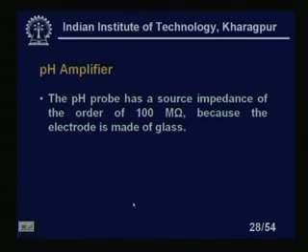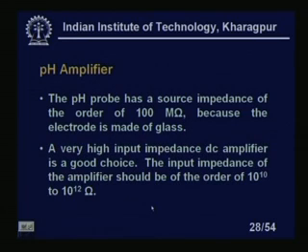The pH probe has a source impedance of the order of 100 megohm because the electrode is made of glass. A very high input impedance DC amplifier is a good choice. The input impedance of the amplifier should be of the order of 10 to the power 10 to 10 to the power 12 ohm. You can think of it as 10 gigaohm to 1000 gigaohm. This much higher impedance is necessary to measure the pH.